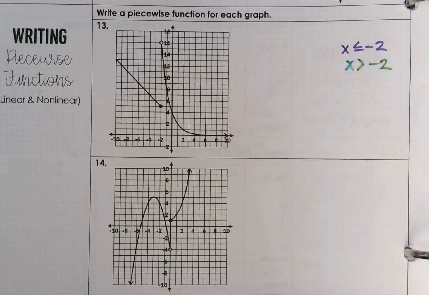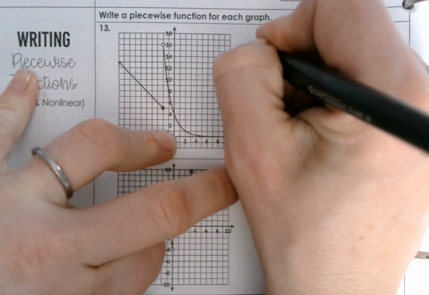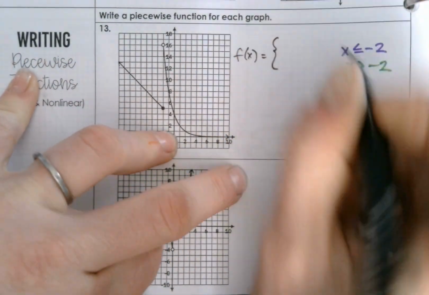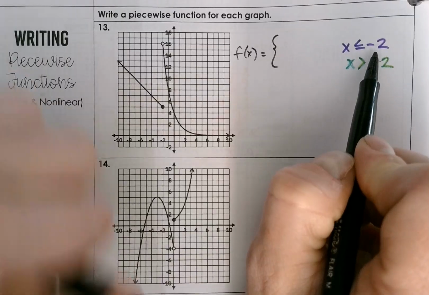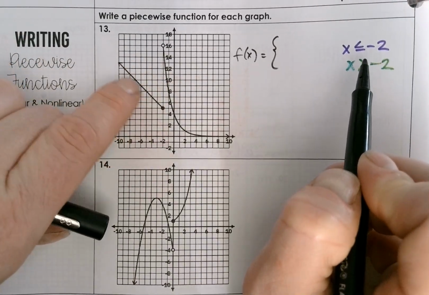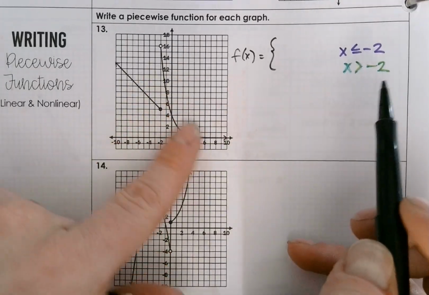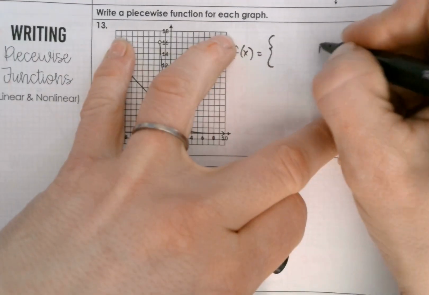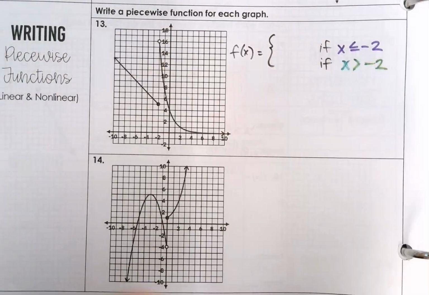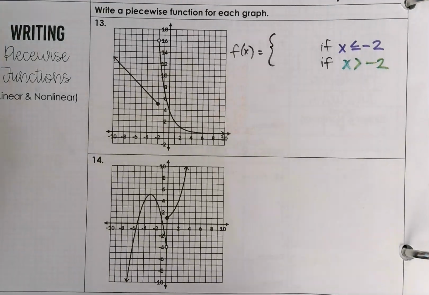So our function starts with f of x equals something when x is less than -2. That'll be the equation of this line. And something else when x is greater than -2. That'll be the equation of this line. Okay. So what are those equations?